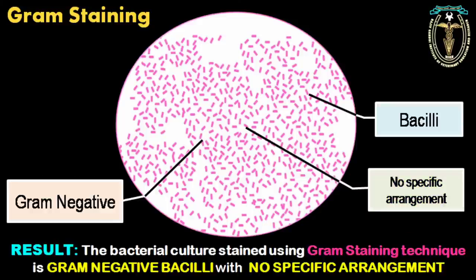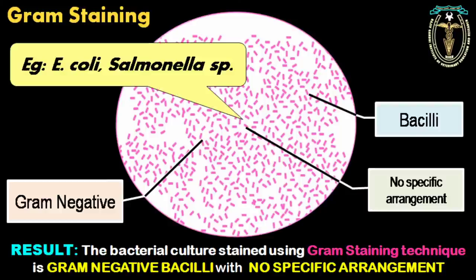So, the result is written as: the bacterial culture stained using the gram staining technique is gram-negative bacilli with no specific arrangement. The example of bacteria is the E. coli, the Salmonella, and many others, which possesses this type of microscopic character.